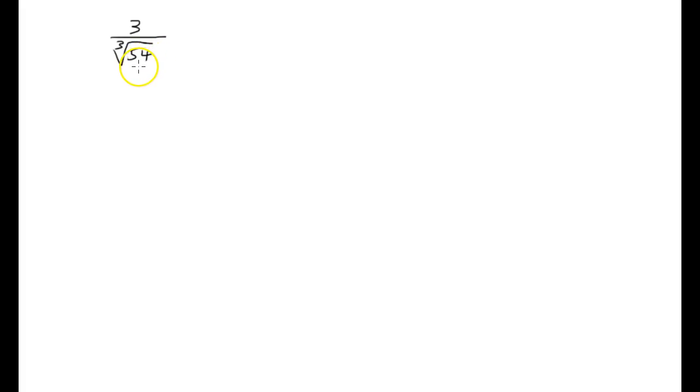So, normally, if this were a square root, it would just multiply numerator and denominator by whatever square root we saw in the denominator, and that would get rid of the radical sign in the denominator. But now we have a cube root, so we have to think about, well, what can we multiply by 54 so that we have a perfect cube?